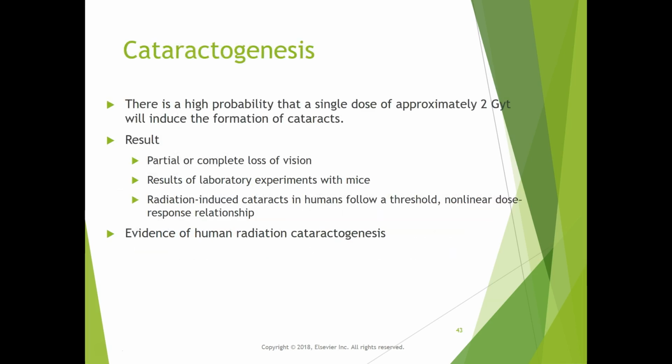Okay, so talking about cataracts now, we're going back to tissue effects. There's a high probability that a single dose of approximately 2 grays in the tissue, the lens of the eye specifically, will induce formation of cataracts. Cataracts are partial or complete loss of vision. They have proven that radiation induces cataracts by lab experiments with mice, and that it follows a threshold nonlinear dose relationship.